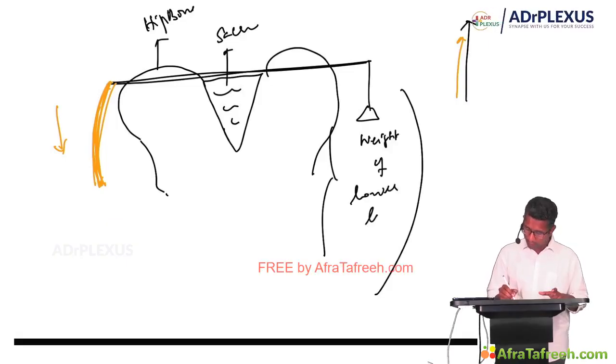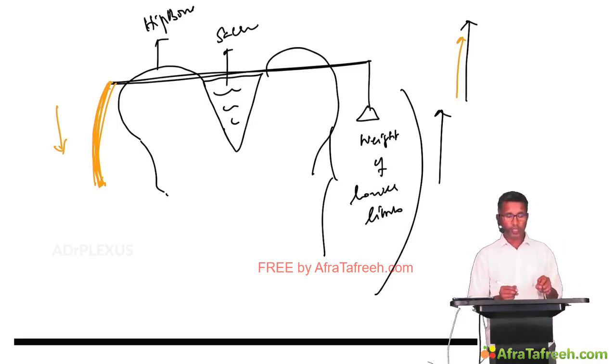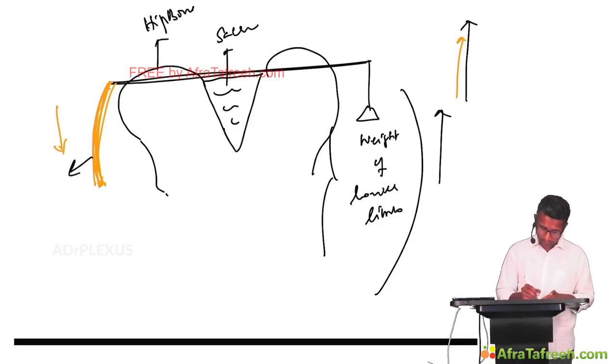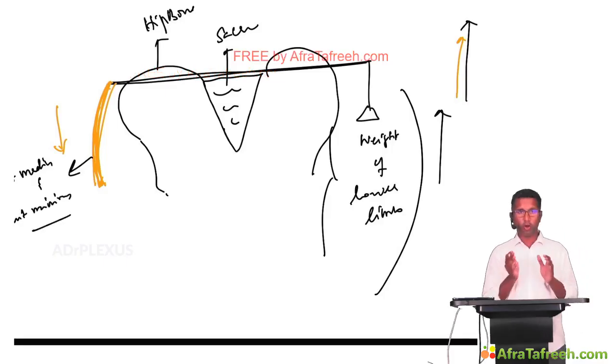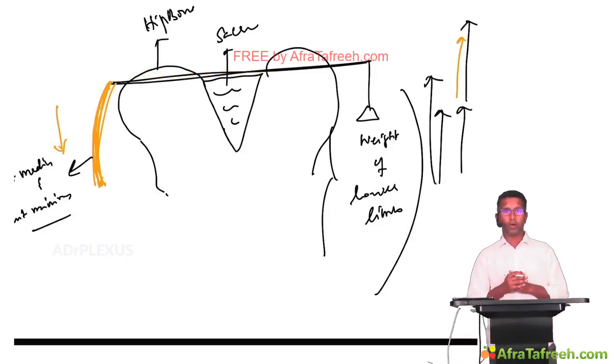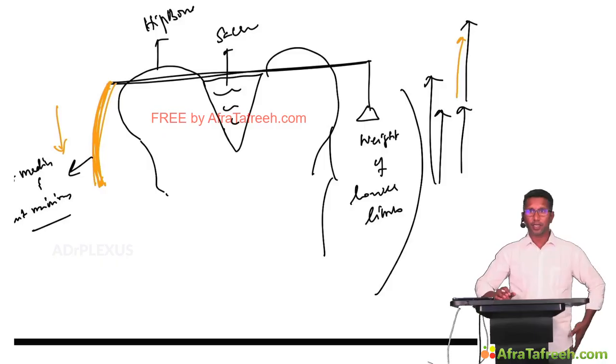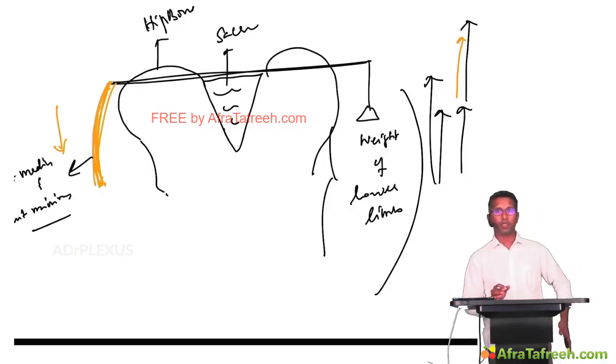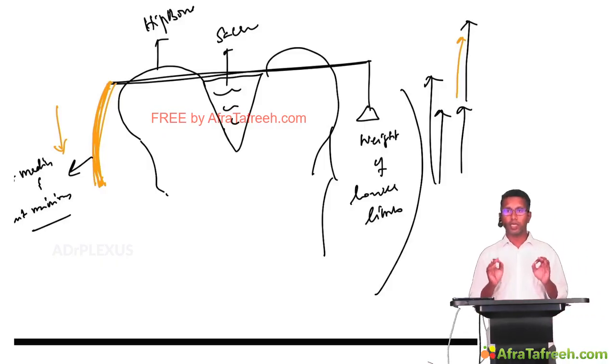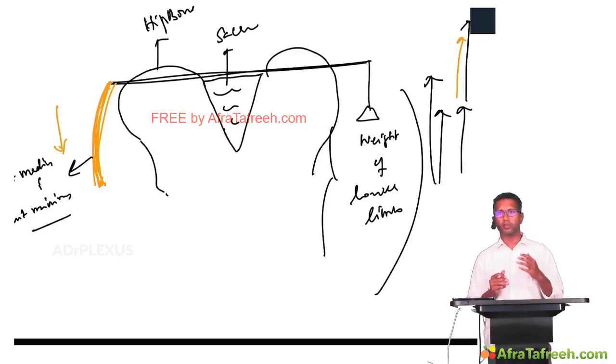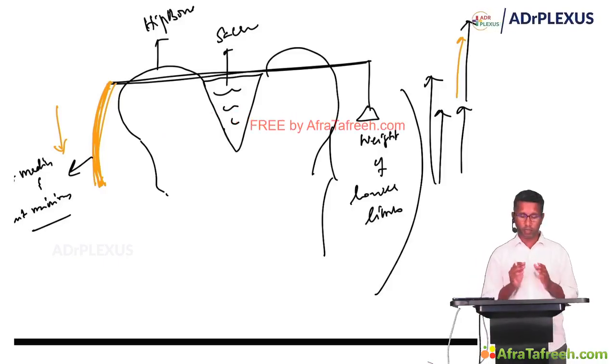If the lower limb on the opposite side has to go up, what is the muscle that acts on the other side? The muscle which acts on the other side is the gluteus medius and gluteus minimus. So when gluteus medius and gluteus minimus on the opposite side act, the weight of the opposite side limb will go upwards. Please be clear, guys. Very important concept. Many times this question has come.